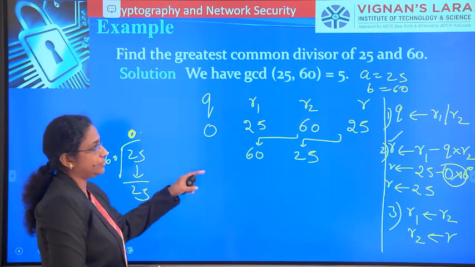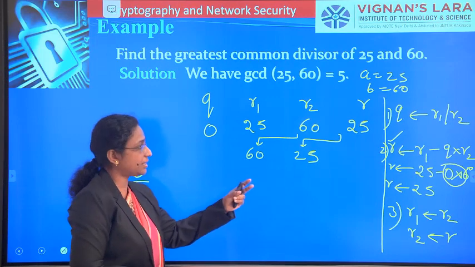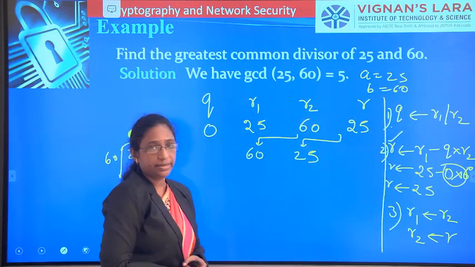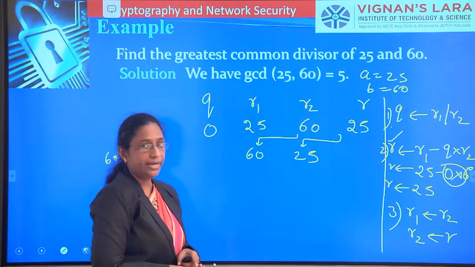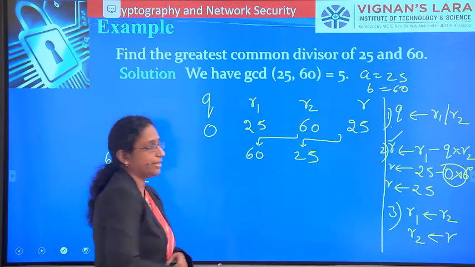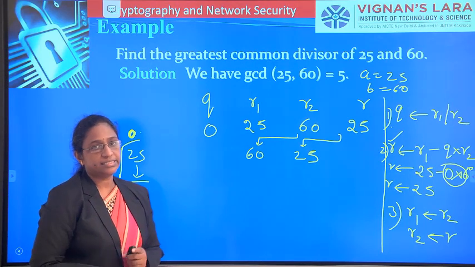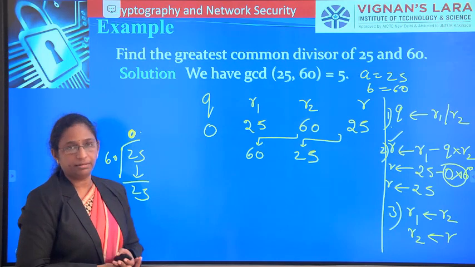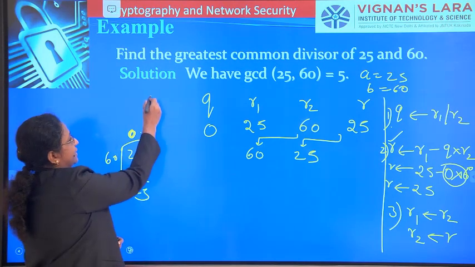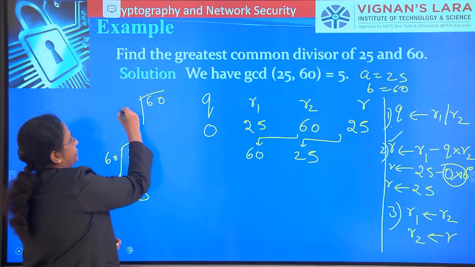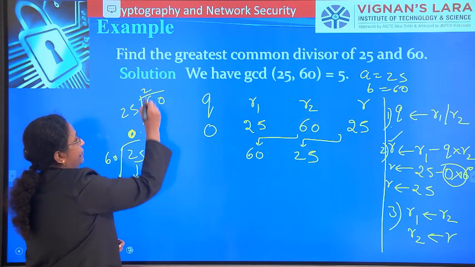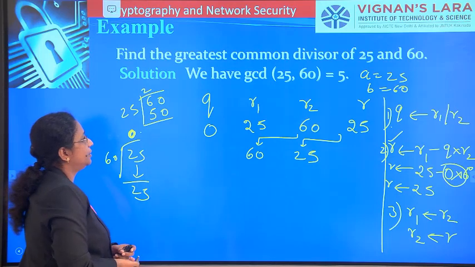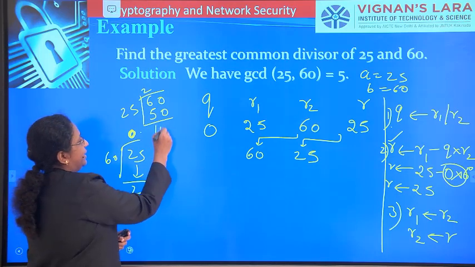Okay, so after that, the same process continues. Again we have to calculate the quotient Q equal to R1 by R2, that is 60 divided by 25. When you divide 60 by 25, you can do it with your calculator. We will be getting 2, since 25 twos are 50, and then you will be getting a remainder of 10.